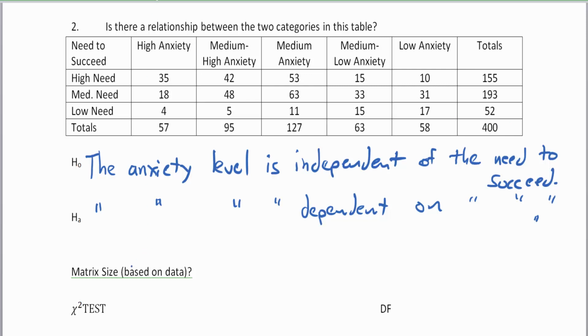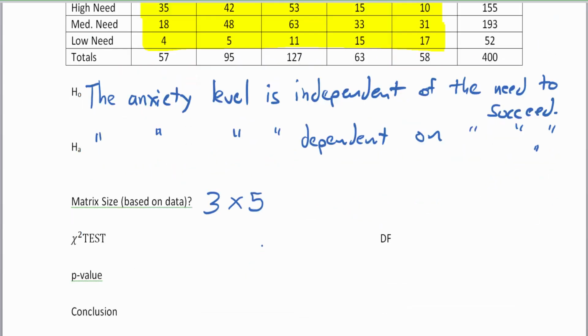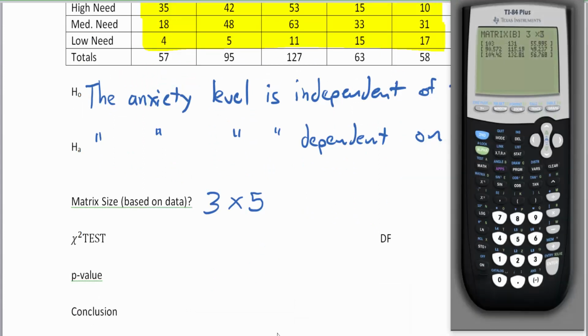So now the next question is the matrix size based on the data. Now remember, we're only looking at our raw observed data. So what I'm highlighting in yellow is our data. Everything else is a total or a category. So therefore, the matrix size is 3 rows by 5 columns. 3 by 5, okay? So I'm going to type this data into the calculator.